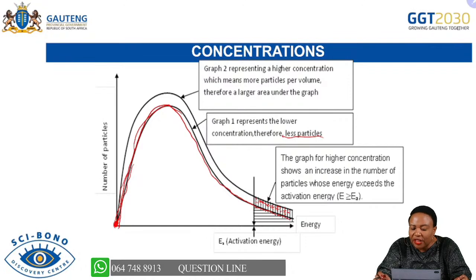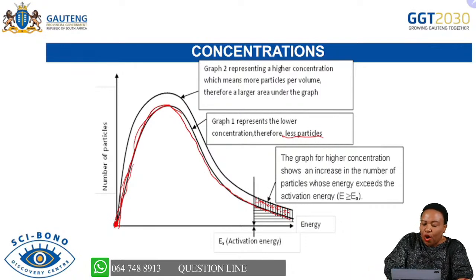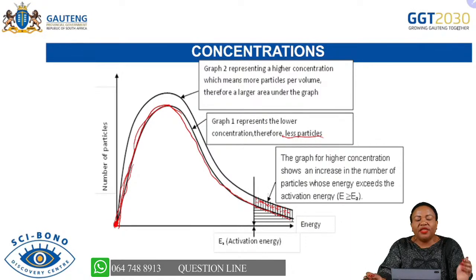So the graph for the higher concentration shows an increase in the number of particles whose energy exceeds the activation energy. In graph number 2, you can see that the particles are more, and they will exceed the activation energy. So there will be more particles with more energy. So there will be more effective collisions per unit volume as you increase your concentration.